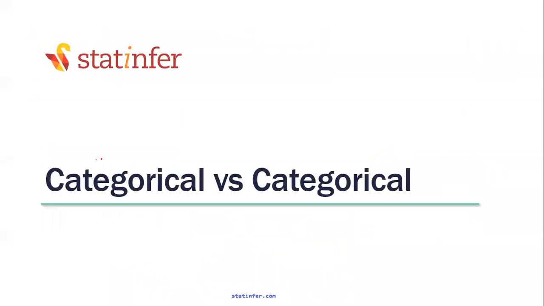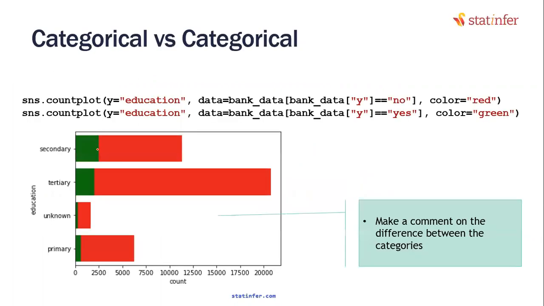So categorical versus categorical variables, how do you draw the visualization? There are multiple methods. We will discuss 2-3 methods, and you can stick to the one that you like the most. The first one is you can introduce the new category in terms of the color.